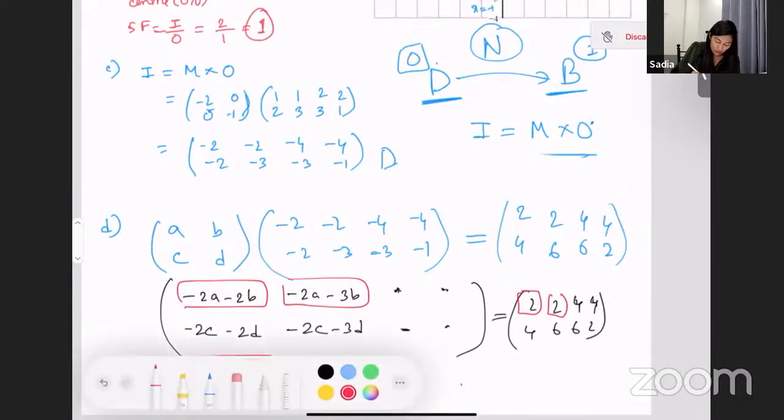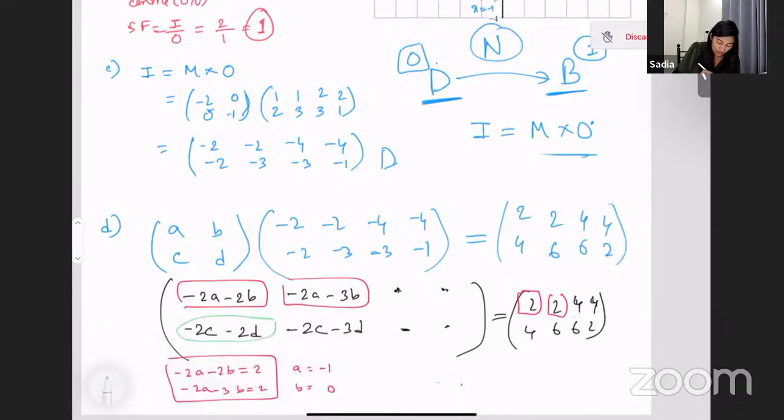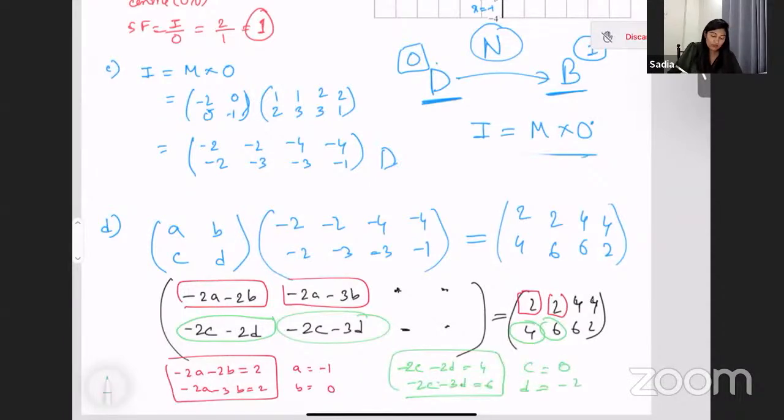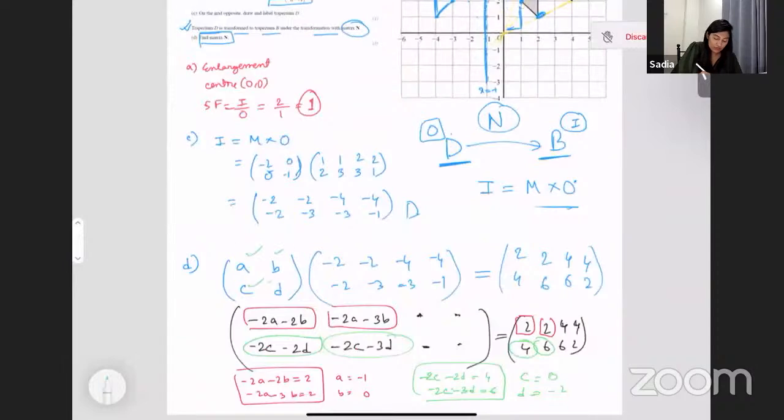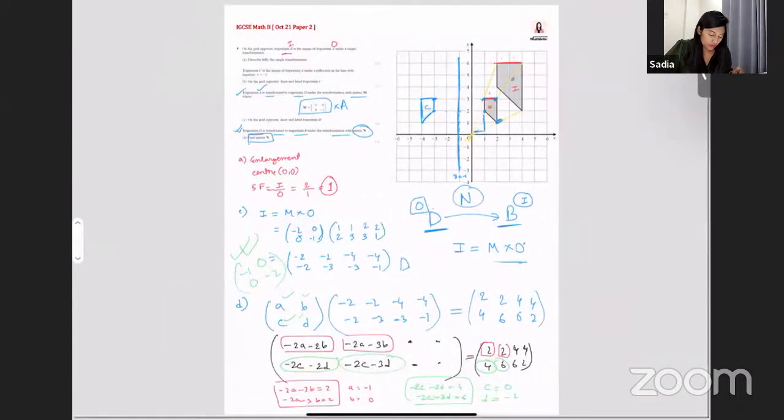And then for the second pair, minus 2c minus 2d equals 4, minus 2c minus 3d equals 6. So solving them, you will get the values for c and d, which are 0, minus 2. And the matrix was what? a, b, c, d, right? So you just use the values of a, b, c, d. So this is the matrix. So I'm done with October 21.